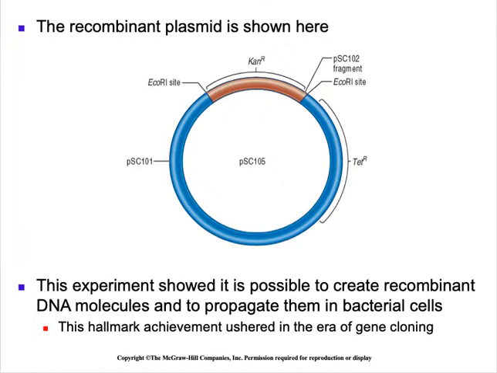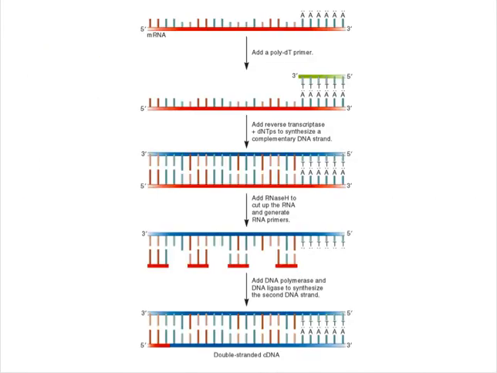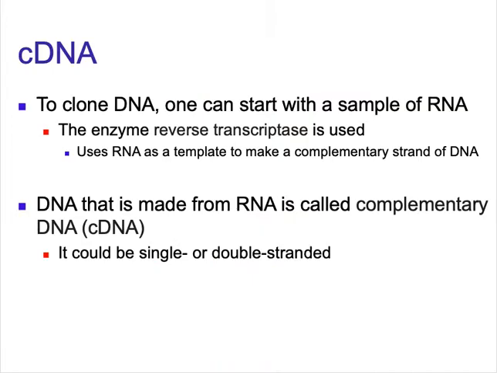So the fragment from PSC102 had the gene for kanamycin resistance, and that's shown in orange at the top, and then in blue is the PSC101 plasmid that had the gene for tetracycline resistance. So rather than even running it on the gel, they could have looked for this by growing the bacteria on a petri dish that had both kanamycin and tetracycline. And so this one could grow there, whereas none of the others could. So this was an exciting first cloning experiment.